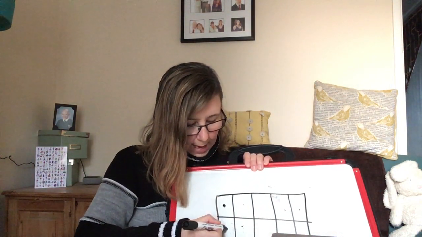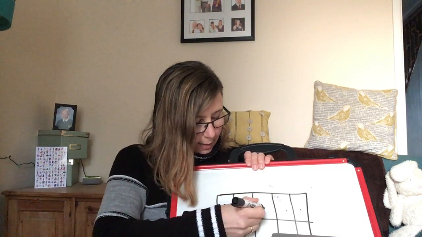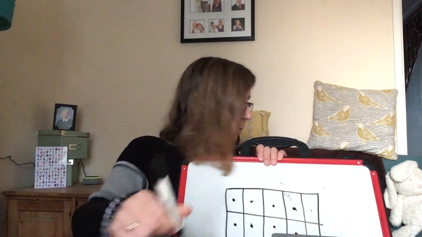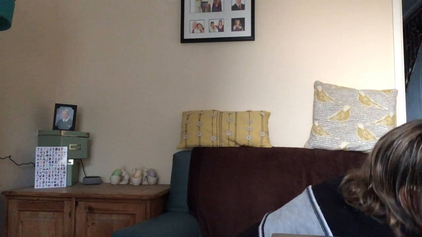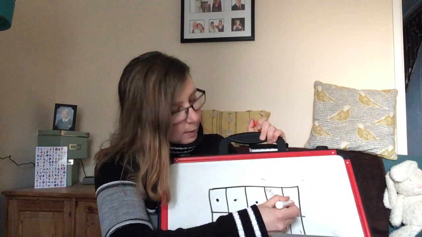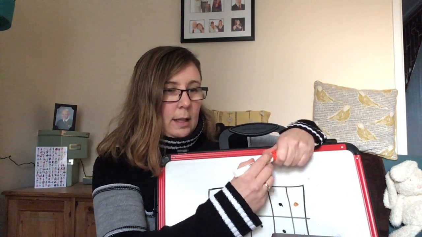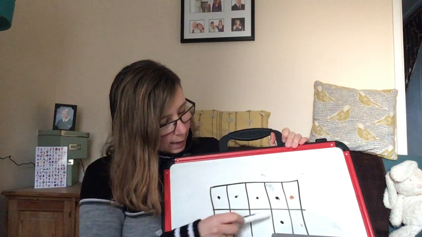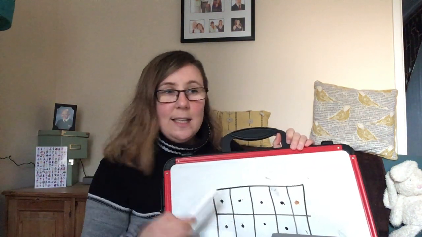So I chose number 8. So I'm going to put 8 in my tens frame. And then my partner is going to add one more. And you're going to find the total. So how many you've got all together. So 8 and one more is 9.